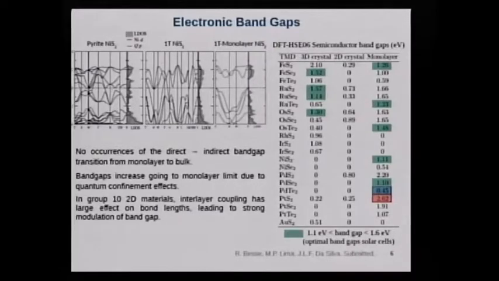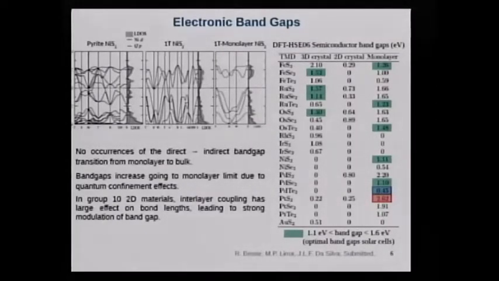Some general conclusions about these band structure results. We see that there's no occurrence of the direct to indirect band gap transition from monolayer to bulk. This type of transition is observed in the group 6 transition metal dichalcogenides, the dichalcogenides of molybdenum, tungsten, and so on. So this absence of the band gap transition can be a problem for this class of materials. However, we see a similar feature, which is a decrease of the difference between the indirect band gap and direct band gap in our materials.